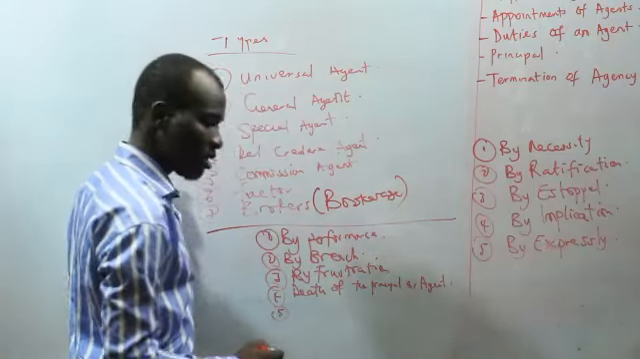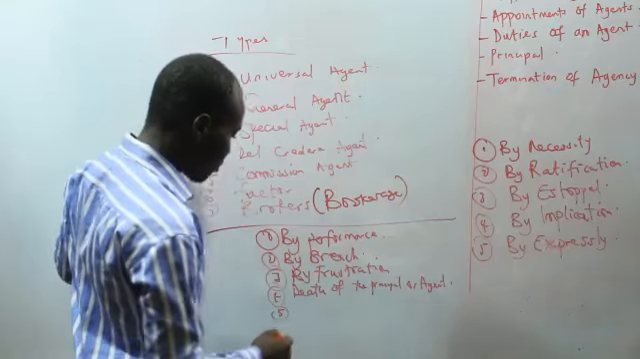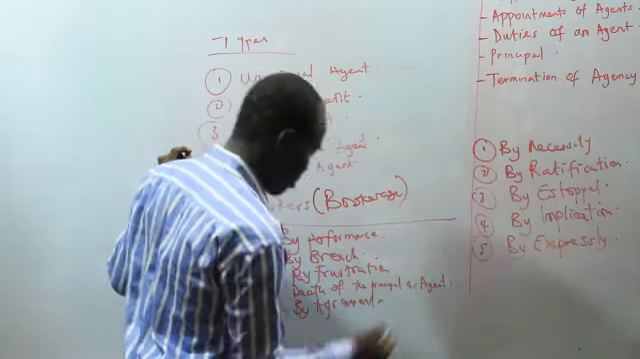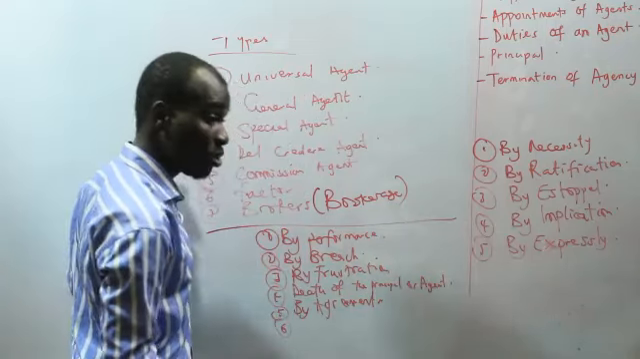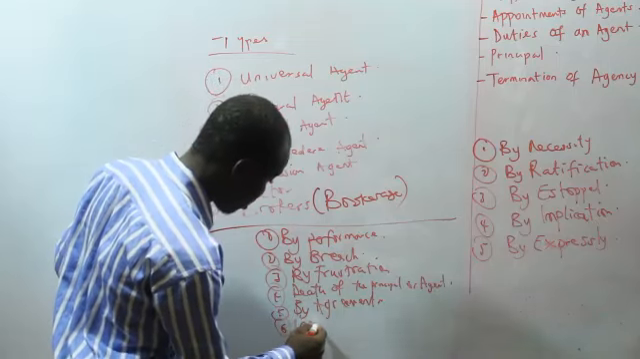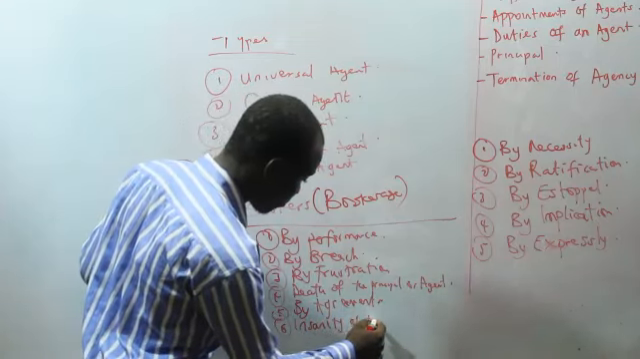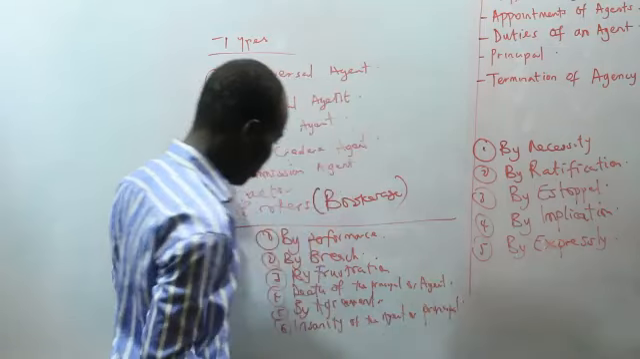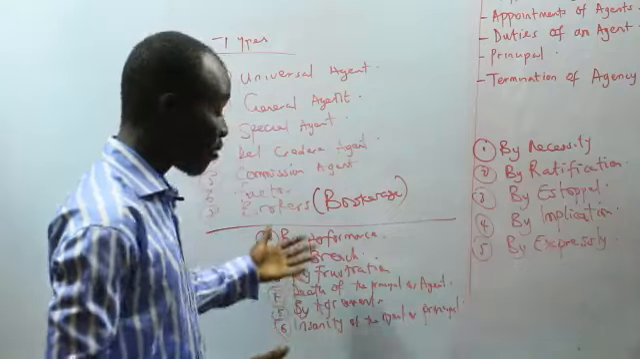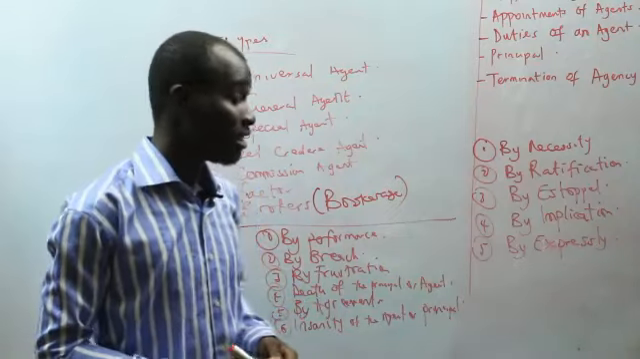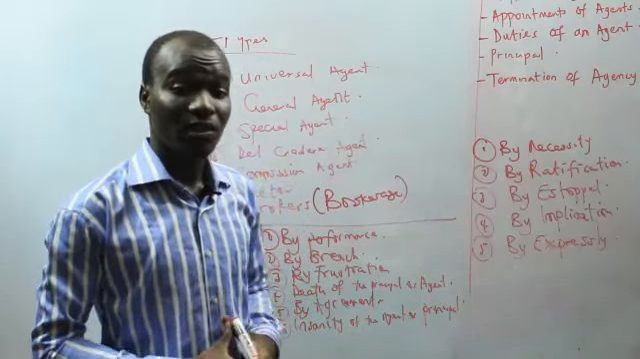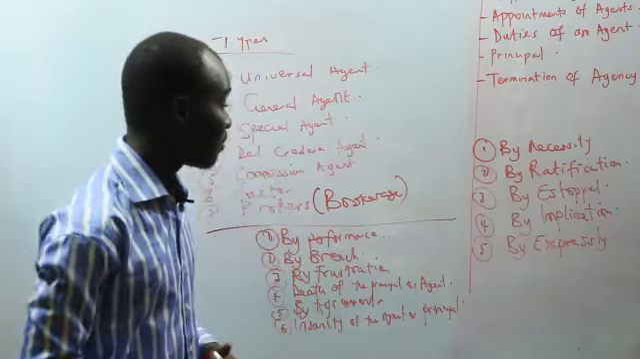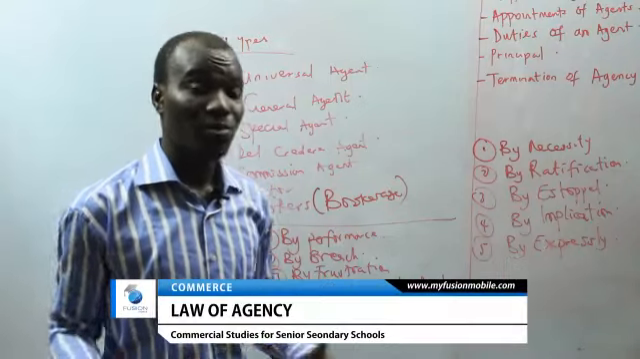Number 5 is that agency can also be terminated by agreement between the principal and the agent, and also through insanity of the agent or the principal. So these are the ways agency can be terminated. Performance is when the principal and the agent perform their duties, and the performance of those duties can bring the agency to an end.